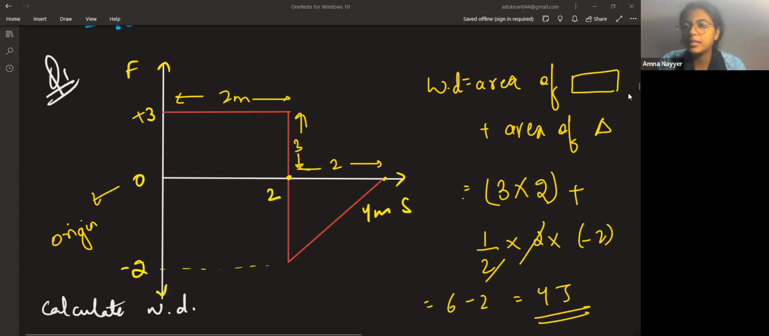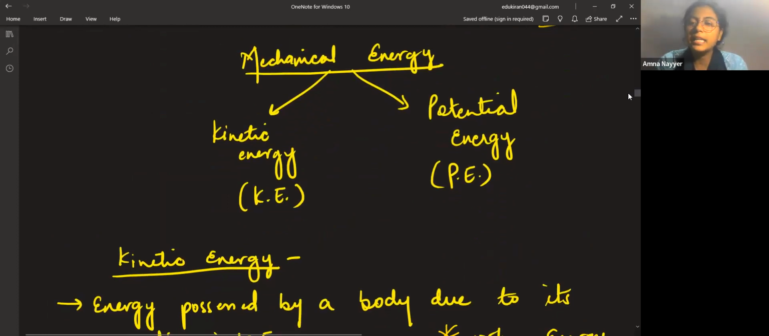Now let us start with energy. Firstly, we have the concept of mechanical energy. What is meant by mechanical energy? It means the sum of all the energies which are present in your system. In a system there are many energies present: entropy, internal energy, kinetic energy, potential energy. But right now in your class 11 lesson, we'll be focusing on kinetic energy and potential energy. Whatever is the amount of kinetic energy and potential energy acting, the net energy is known as the mechanical energy, or you can simply say total energy.